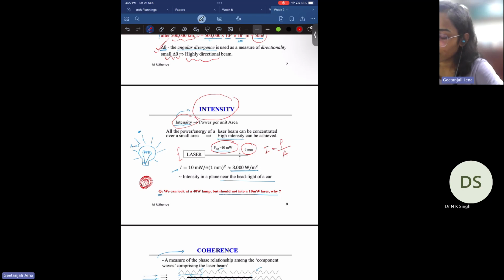It is nearly circular, so we can take the area as pi r square. If you put 10 milliwatt divided by pi r square, then we'll see the intensity is around 3000 watt per meter square, right? So you can see how intense these laser beams are, and that is why they advise you not to look at the laser directly through your eyes.